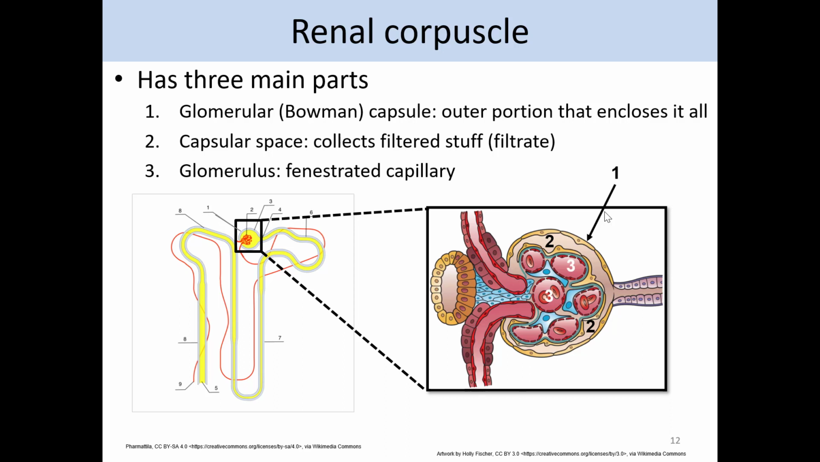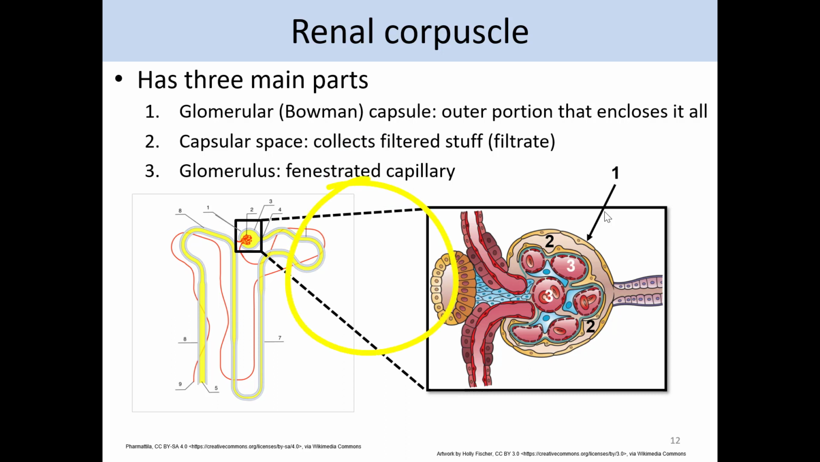Let's take a closer look at the structure of a nephron, starting with the renal corpuscle. As mentioned previously, the renal corpuscle has three parts. The outer capsule, called the glomerular capsule or Bowman's capsule. Then there's a space called the capsular space, which collects the filtered stuff that comes out of the blood, and we call this filtered stuff filtrate.